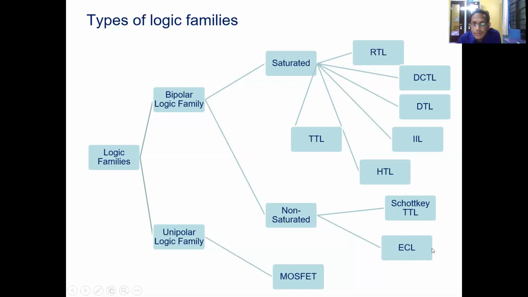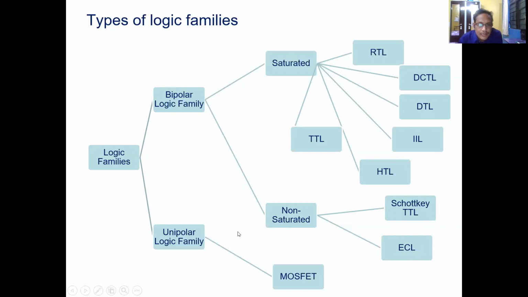This is a very important logic family. ECL means what? Emitter coupled logic family. ECL is the fastest logic family as compared to all these saturated and non-saturated ones. This is called the fastest logic family, where a propagation delay of less than 1 nanosecond is always possible. As I said earlier, in a non-saturated logic family the speed of operation is faster, but in ECL, the emitter coupled logic family, a propagation delay of less than 1 nanosecond is possible according to the construction of the ECL family. That's why ECL is the fastest logic family as compared to Schottky TTL and the remaining saturated logic families.